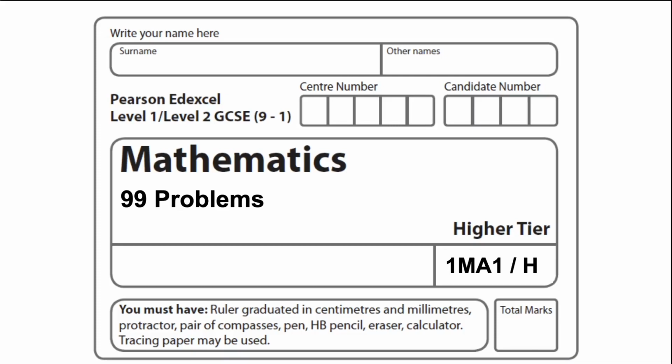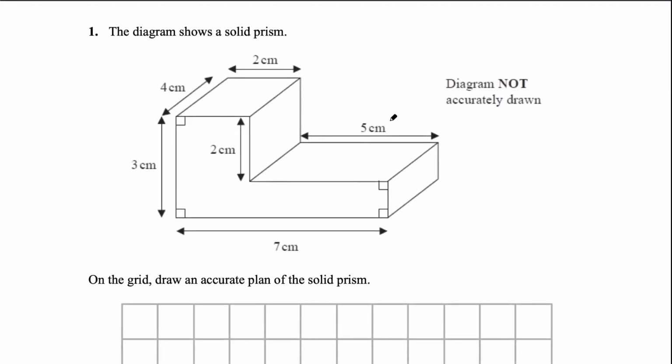So let's go. Question 1 says the diagram shows a solid prism. On the grid, draw an accurate plan of the solid prism. So this is testing your knowledge of elevations. And there are three different views you can draw in elevations. That is the front view, the side view, and the plan view.